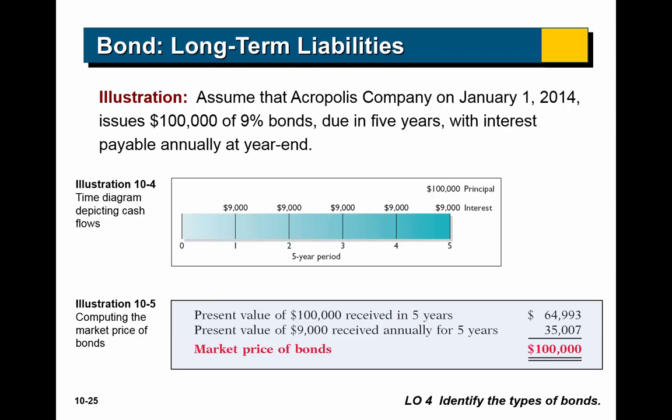And so here they've calculated it out for us but haven't shown us how: the present value of $100,000 to be received in 5 years is $64,993. And the present value of $9,000 received annually for 5 years is $35,000. So the total market price of the bond equals $100,000 in this case.